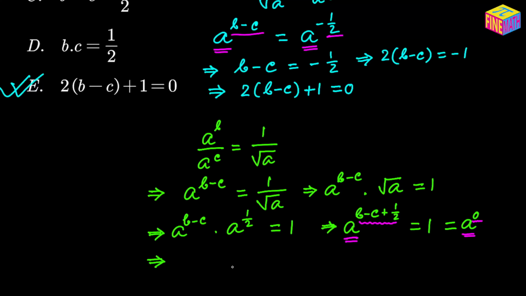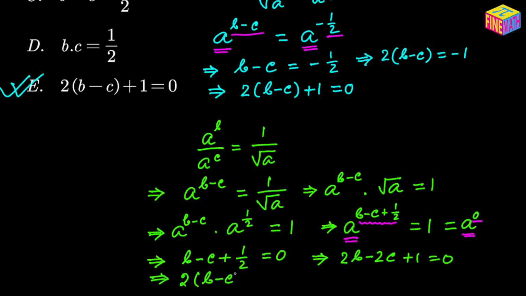So from here we can say b minus c plus 1 half must be equal to 0. And now if we multiply both sides by 2, we get 2 times b minus 2 times c plus 1 is equal to 0. And from there we can clearly see that if we take 2 as a common factor, then we have 2 times b minus c, then plus 1 is equal to 0. And that also matches with our answer option E.